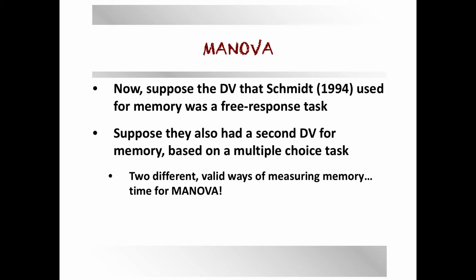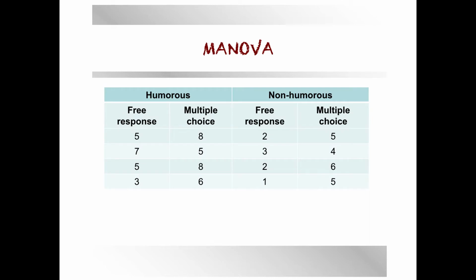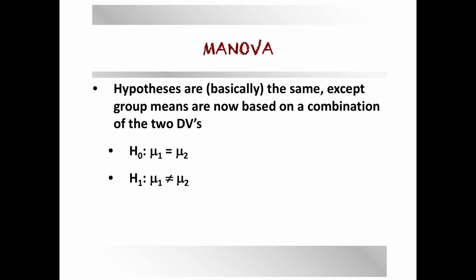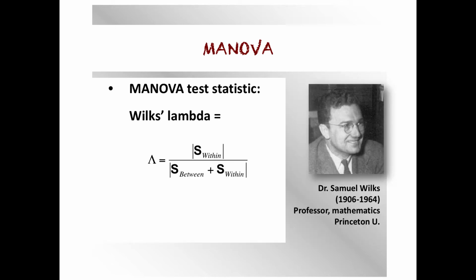And it's sort of like when you do an ANOVA followed by t-tests or something like that. You're testing them together first, and then you can always follow up with post hoc ANOVAs in this case. And so we'll take a look at what it looks like here. So we have our two DVs, free response and multiple choice, again related but not exactly the same thing. The perfect setup for a MANOVA. And humorous and non-humorous sentences are assessed both ways. Hypotheses look exactly the same, except the group means are now based on a combination of the two DVs. And we'll see what that combination looks like.